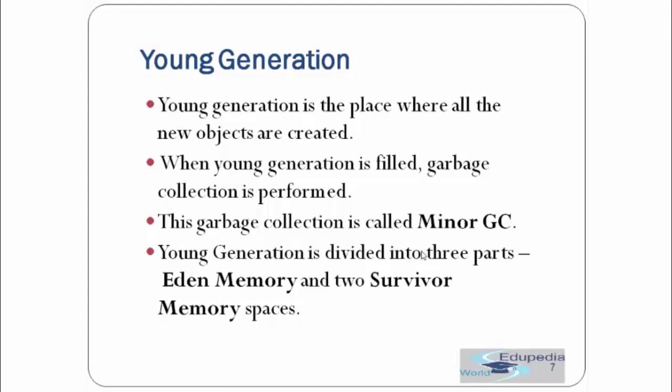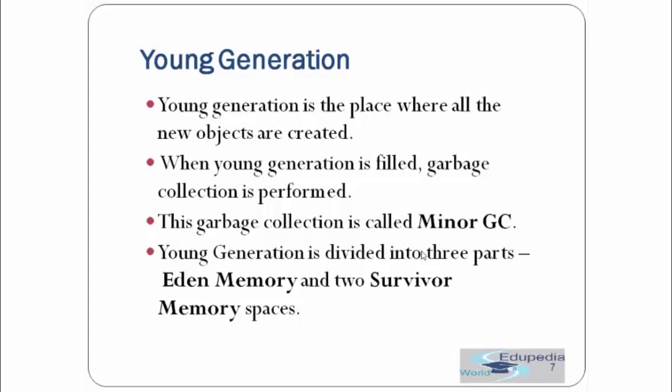This garbage collection is called minor GC. So the garbage collector that runs over here is actually called minor GC. Then the young generation is divided into three parts: Eden memory and two survivor memory spaces. So this is the division that we did for the young generation memory.